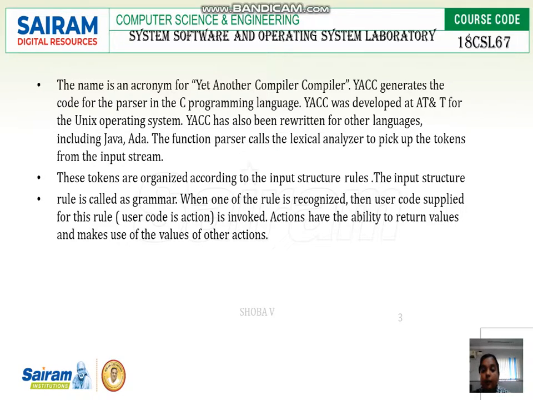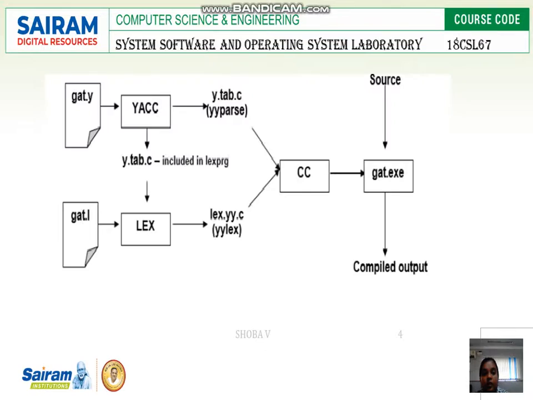So in C code, we are going to parse the input, that is, we are going to scan the file, and we are going to take action. What actions are going to be taken for the tokens matters a lot. In the rule section, the open brace and close brace are followed by the global variables, parameters, etc. These tokens are organized according to the input structure rules, and the input structure rule is called a grammar. When one of the rules is recognized, then the user code for this rule is invoked, and actions have the ability to return values and make use of values of other actions.